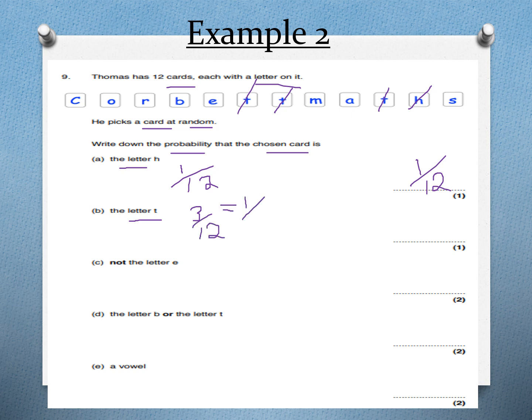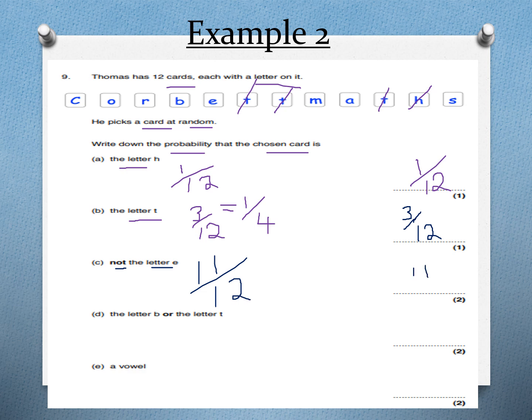But again, the purpose of today is actually working out the probability here, so I don't want to dwell on the simplifying. As long as we're happy with how we get the probability, that's the most important part for today's lesson. For part C, not the letter E. So there's 1 E. So not E will be 11/12, because the probability of getting an E will be 1/12.